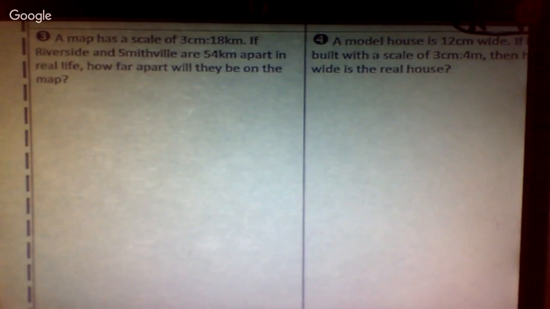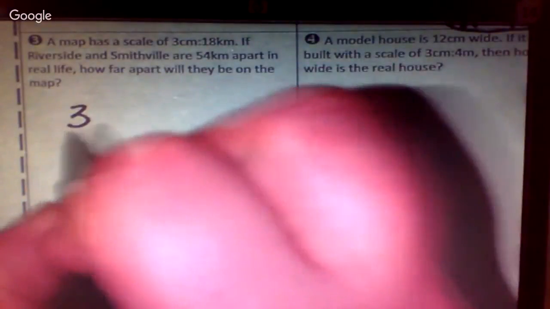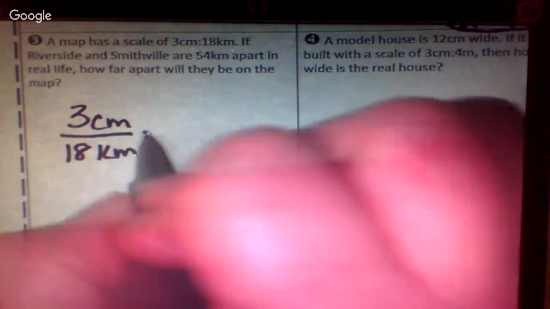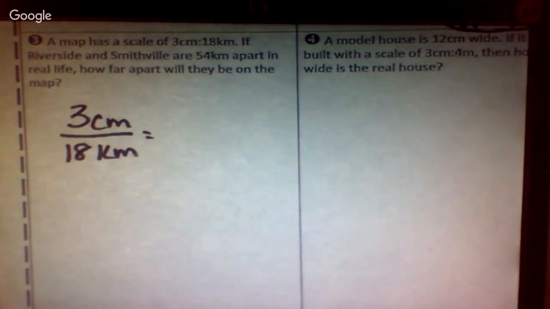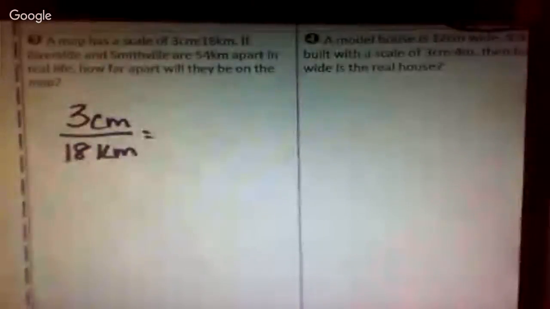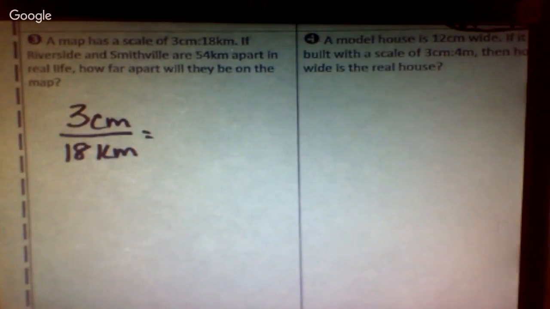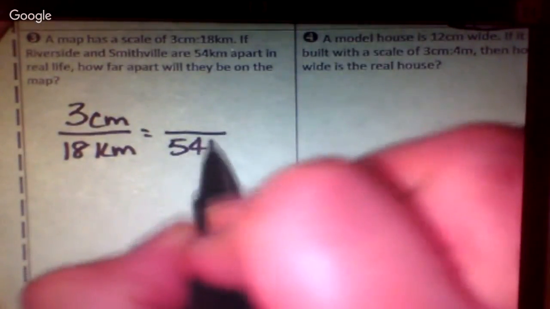So you want to create your first fraction from the scale of the map to real life. So my map is 3 centimeters, and in real life, that's equal to 18 kilometers. All they tell me for the second fraction is we're 54 kilometers apart. Where does that go? The numerator or the denominator? Denominator. Why? Kilometers are in the bottom of the first one, so it has to go in the bottom of the second one. So X goes on top. That's what we do not know.